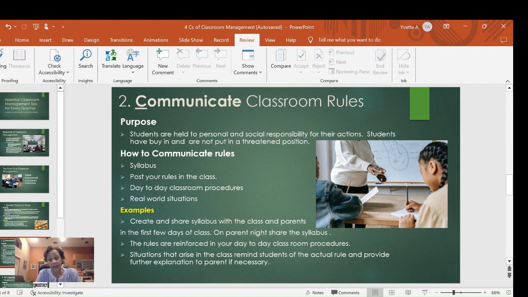Some ways that I communicate my rules in my class: I have a syllabus that I start out pretty much the first day of school. The syllabus is posted in my Schoology account. It's posted and available for the parents to see. As a matter of fact, I require what I call a receipt of syllabus paper that students and parents fill out. If they have anything they would like to say to me regarding that student, they also have the opportunity to do that.